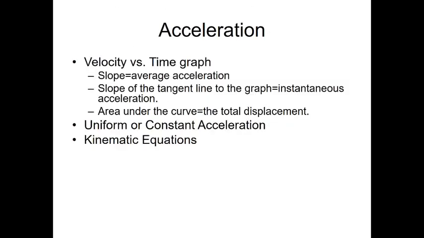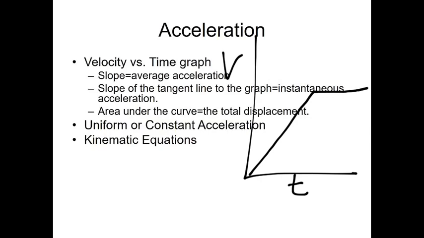We also want to talk about another type of motion graph, a velocity time graph. So in a velocity time graph, velocity is going to be graphed on the y-axis, time on the x. Let's say we had a curve that looked like this. The slope of a velocity time graph tells you the average acceleration. So if we found the slope of this section of the line, we would find the average acceleration.